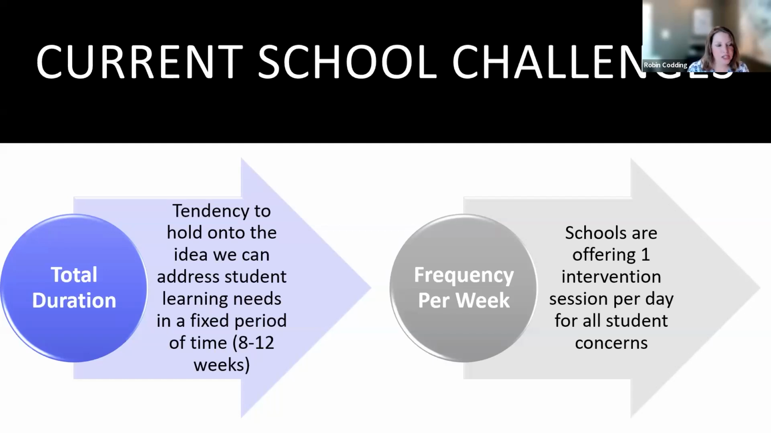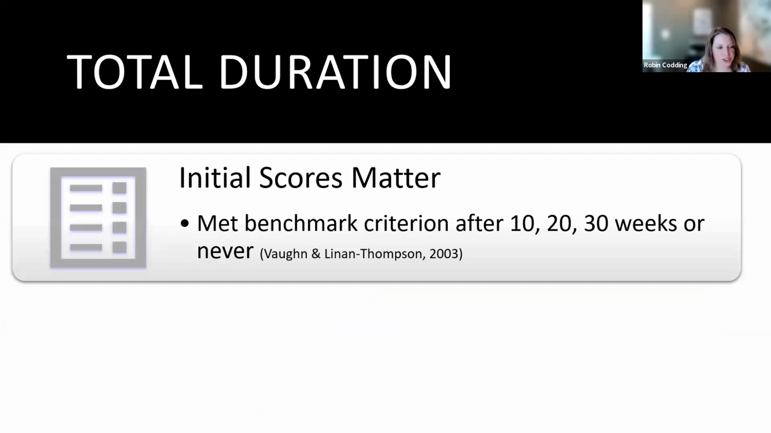When we think about the total duration, the data suggests that when we're describing students with those large gaps between expected and current performance, intervention durations might extend over months, if not a couple of years. So that 8 to 12 week period, we need to think about more flexibly. So we'll start with total duration. We don't have a ton of data on how to arrange intervention sessions looking at that total duration in math. We do have some evidence from reading that indicates that initial scores can help indicate how much intervention might be needed. For example, if you have higher oral reading fluency scores, it might be the shorter intervention time that's needed. If you have lower oral reading fluency scores, you might need a longer intervention time.